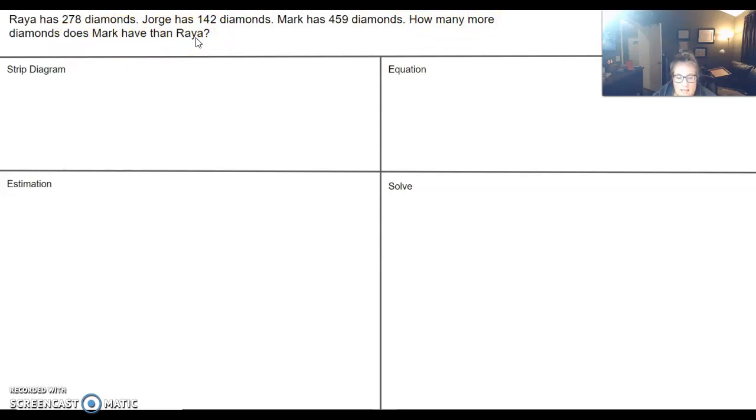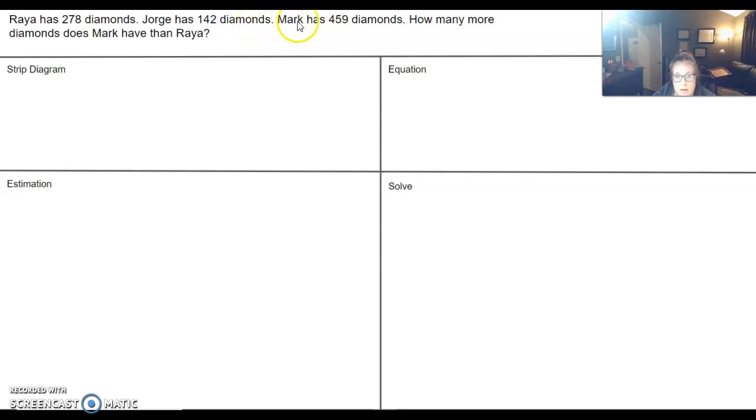So I'm looking at this, and if I just look at it really fast, I see three numbers. And a lot of times if I have three numbers, that means I'm going to do two steps. But this one, I'm trying to be tricky. So there's actually some stuff we don't need. For this part, I don't really care how many diamonds Jorge has, because my question doesn't ask about Jorge. It just asks about Mark and Raya. So I now know that I don't need Jorge, so really this is just a one-step problem.